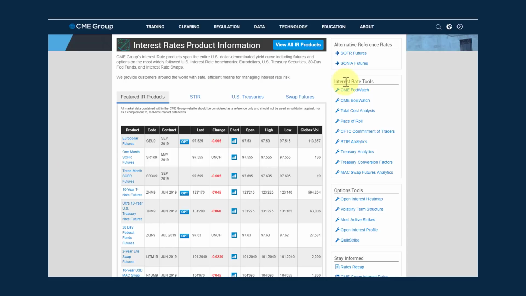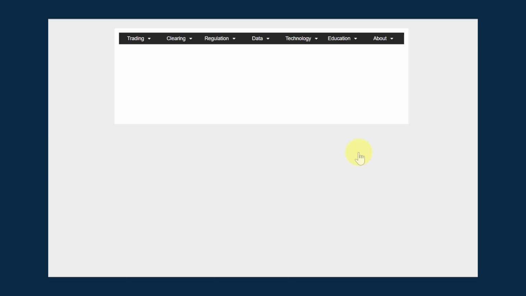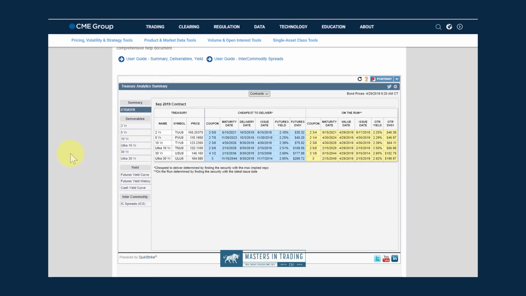On the right here, there's all these awesome tools. Interest rate tools, Treasury analytics. Treasury analytics will take you to this page. And then on the left here, you can look at the futures yield curve, the cash yield curve, the intercommodity spreads, which are given from the Chicago Mercantile Exchange. Today, we're going to look at the futures yield curve.